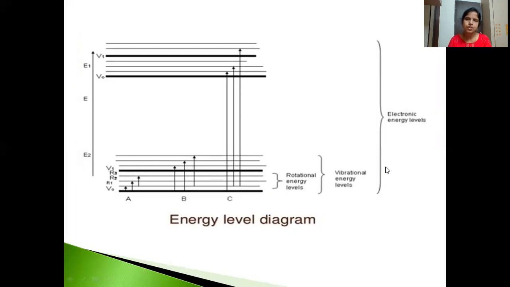So it depends upon the energy of light with which the sample is being interacted. In this, the difference between the electronic energy levels is high when compared to vibrational and then rotational. So you can see these small lines are rotational energy levels which are present between the vibrational energy levels. And these vibrational energy levels are present in the electronic energy levels.